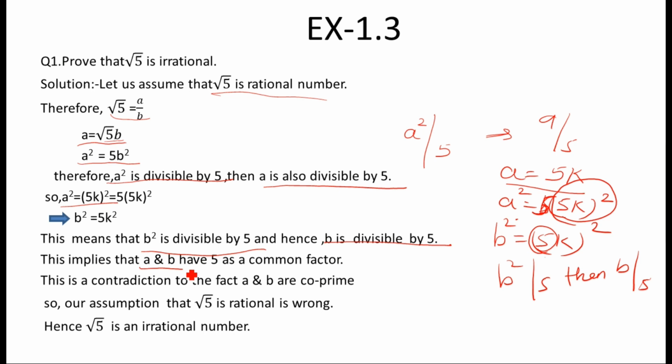This implies that a and b have 5 as a common factor, which is a contradiction to the fact that a and b are co-prime. So, our assumption that root 5 is a rational number is wrong. Therefore, root 5 is an irrational number.